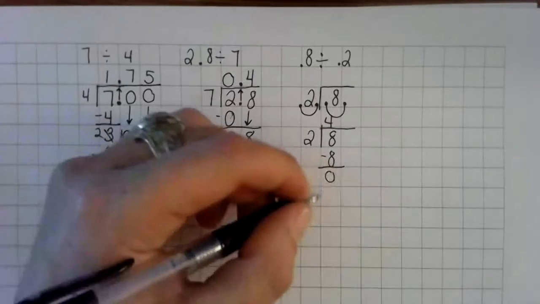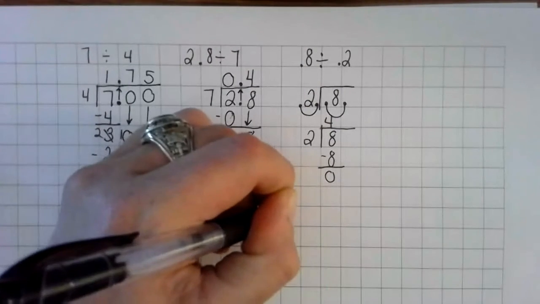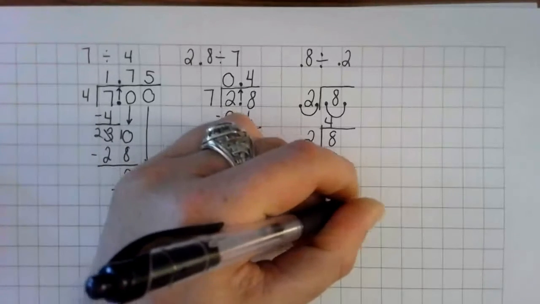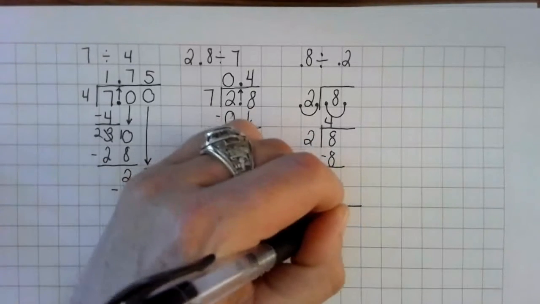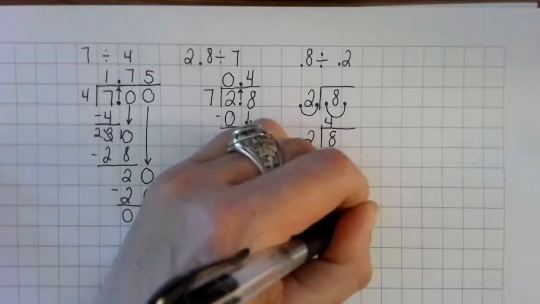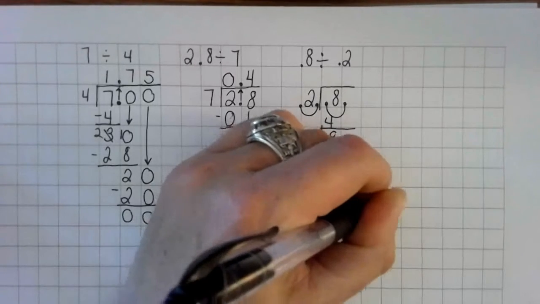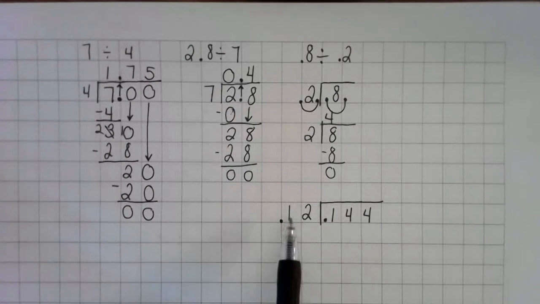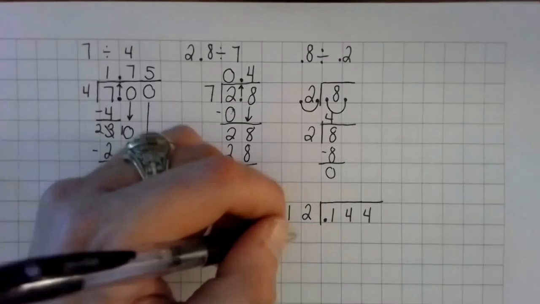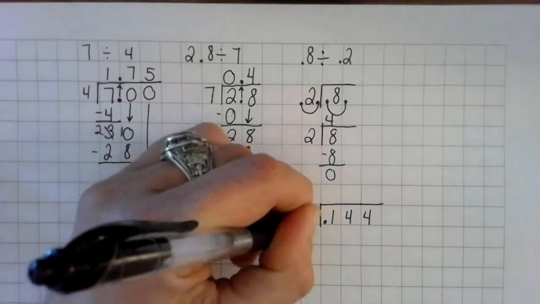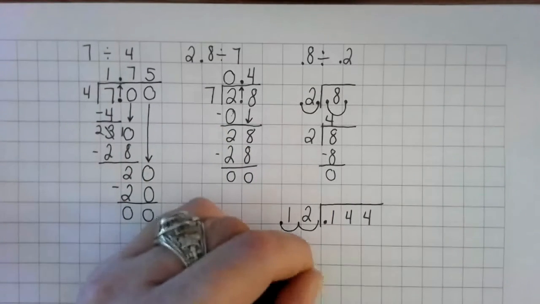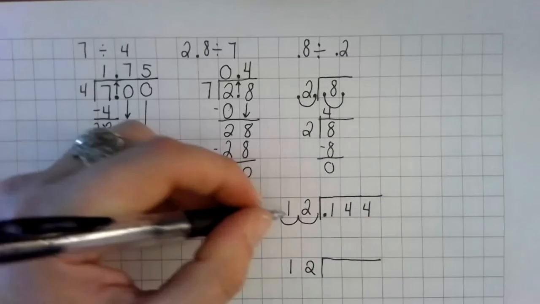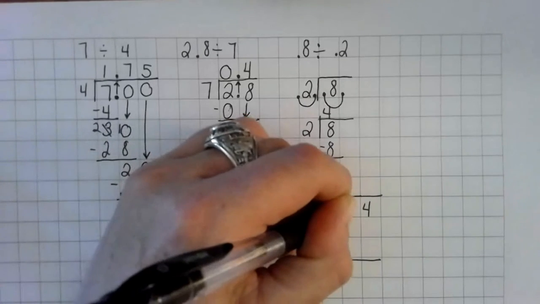Let's see another example of this problem. See, I have a decimal on the outside and a decimal on the inside. I'm going to jump 2 times, 1, 2, to make that a whole number. Because I jumped 2 times on the outside, I have to jump 2 times on the inside.